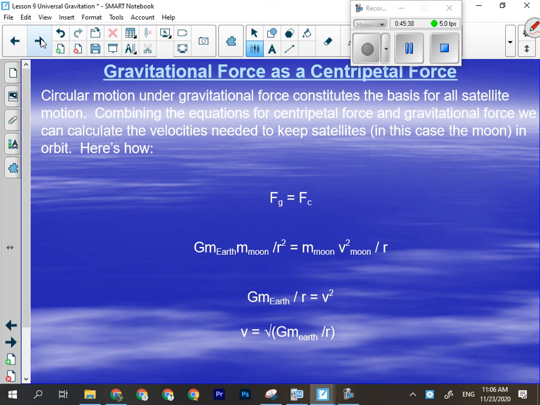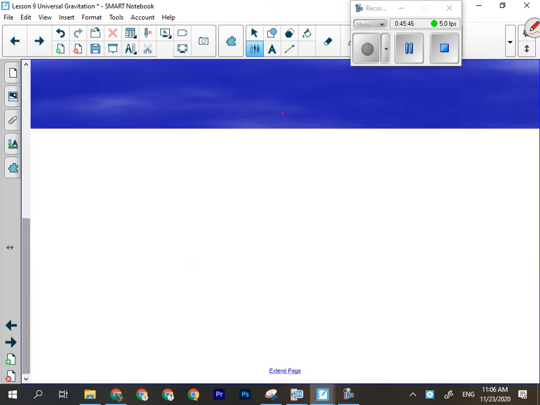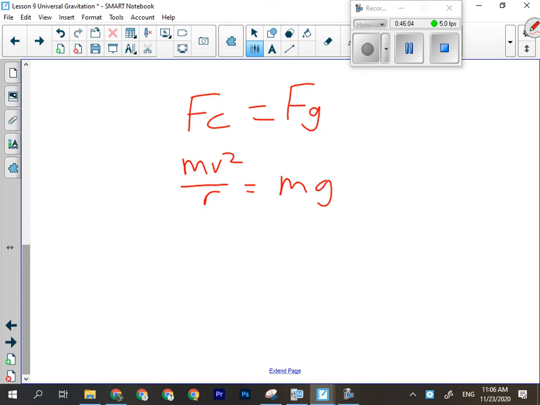All right, so let's do this. Let's say that I want to calculate how fast the moon is moving in its orbit around the Earth. So if I want to do that, I have to understand that gravity is acting as a centripetal force. Up until now, we would have just done this. Why won't that work now?